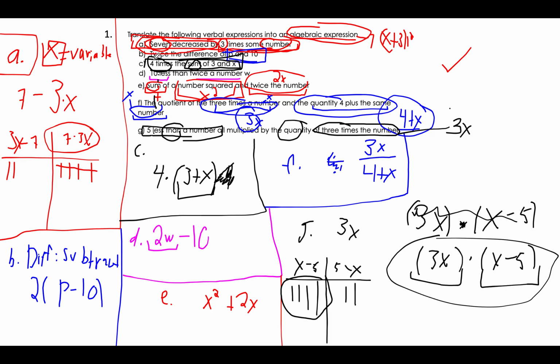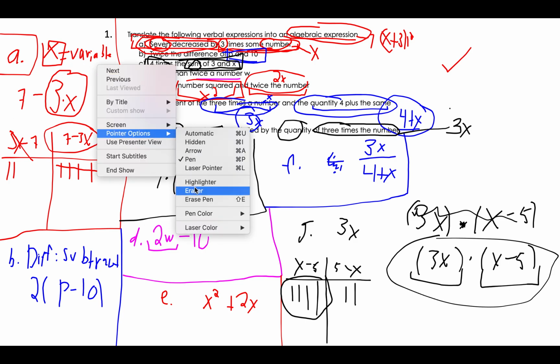So in step A, we had 7 decreased by 3 times some number. So some number we define as x, that's just a variable, and we multiplied that by 3, and that's how we got 3x right here for step A. And then we did 7 minus the number because we had 7 decreased by 3 times some number. So instead of 3x minus 7, we had 7, that should be a minus sign, decreased by 3x. So we took 3x away from 7 to get 7 decreased by 3 times some number. So that's how we did our first one there.